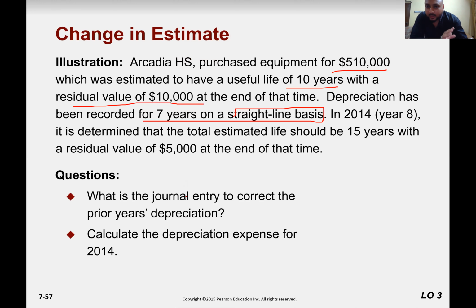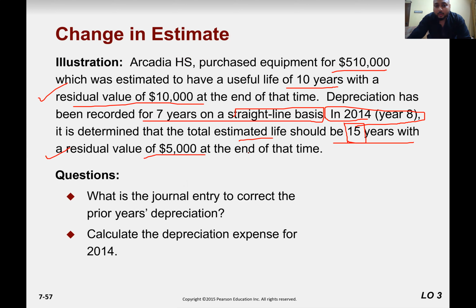So we already have used this equipment for 7 years, right? On the basis of straight line method. So what happened now in 2014, which is year 8, it is determined that the total estimated life should be 15 years with the residual value of 5,000. So previously residual value was 10,000 and now we have decreased the residual value and increased the life, right?